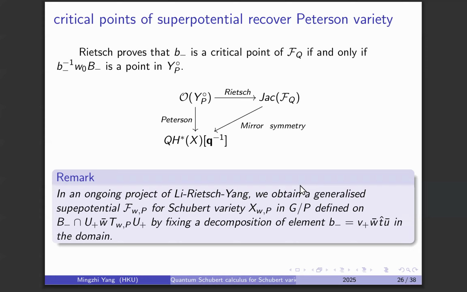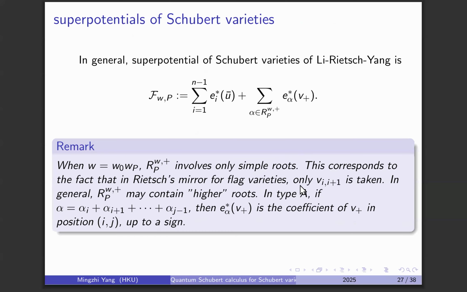And in a joint paper with Li and Changzhen, we want to generalize the above triangular diagram to the case of smooth Schubert varieties. And the domain of the superpotential we have is defined on B minus intersect U plus w bar, where w bar is the permutation indexing the Schubert variety. But we need to fix a decomposition of the element in the domain into U plus and B and U bar.